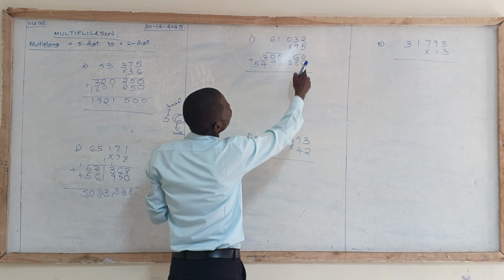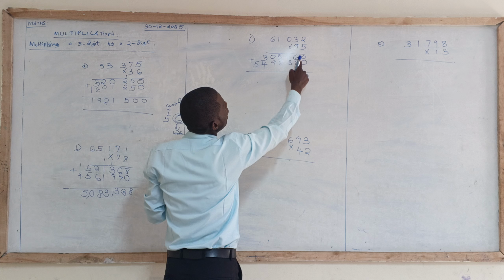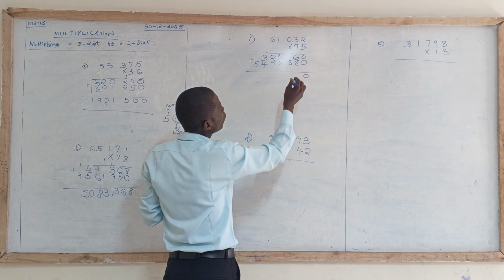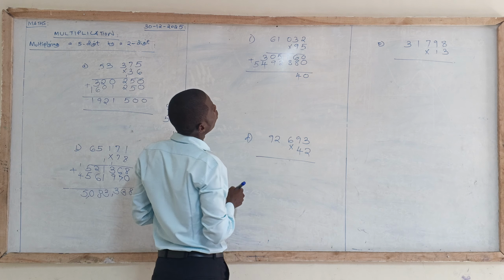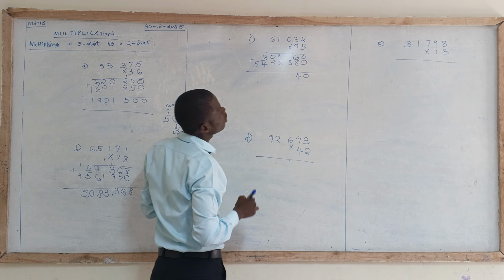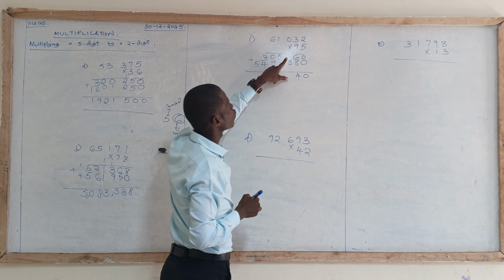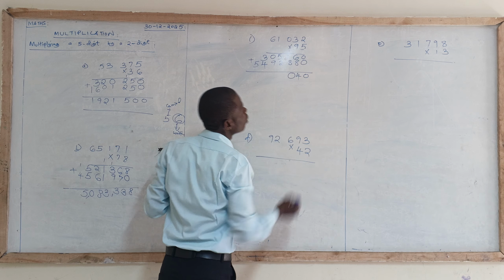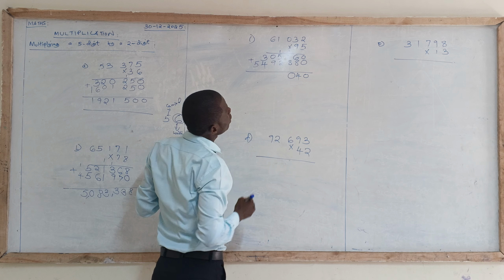So if we add, we have 0 plus 0. This is 0. 6 plus 8, what do you have? We have 14. We write 4, we carry 1. Carry it on top there. So 1 plus 1 we have 2. 2 plus 8, what do you have? We have 10. Write 0. Carry 1. Carry it on top there.